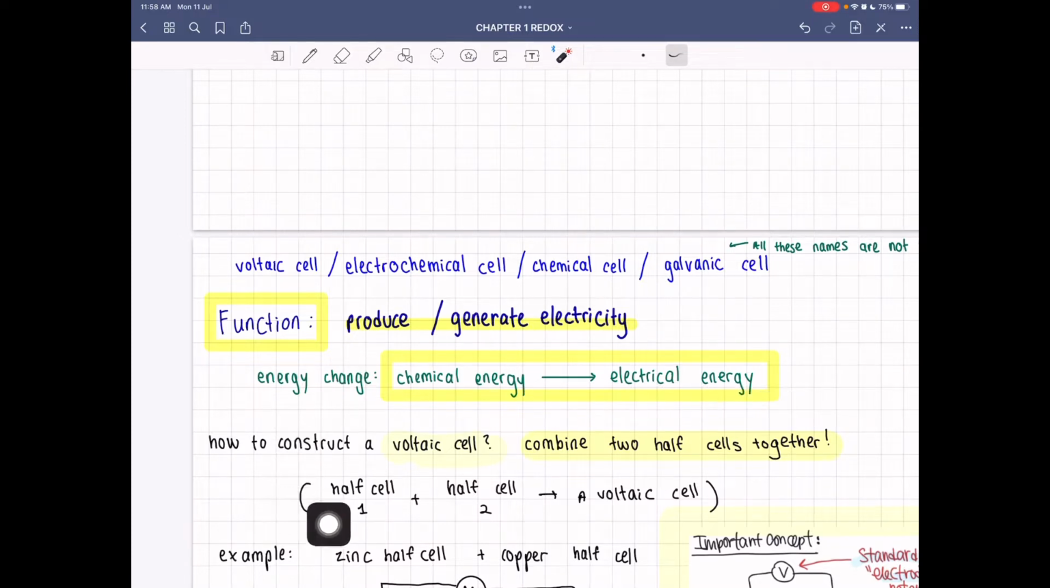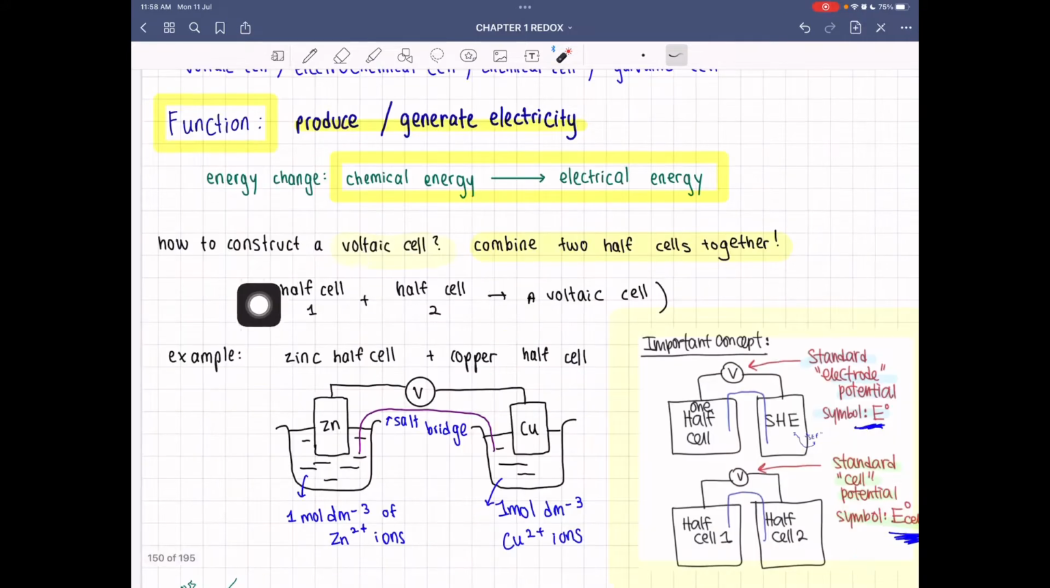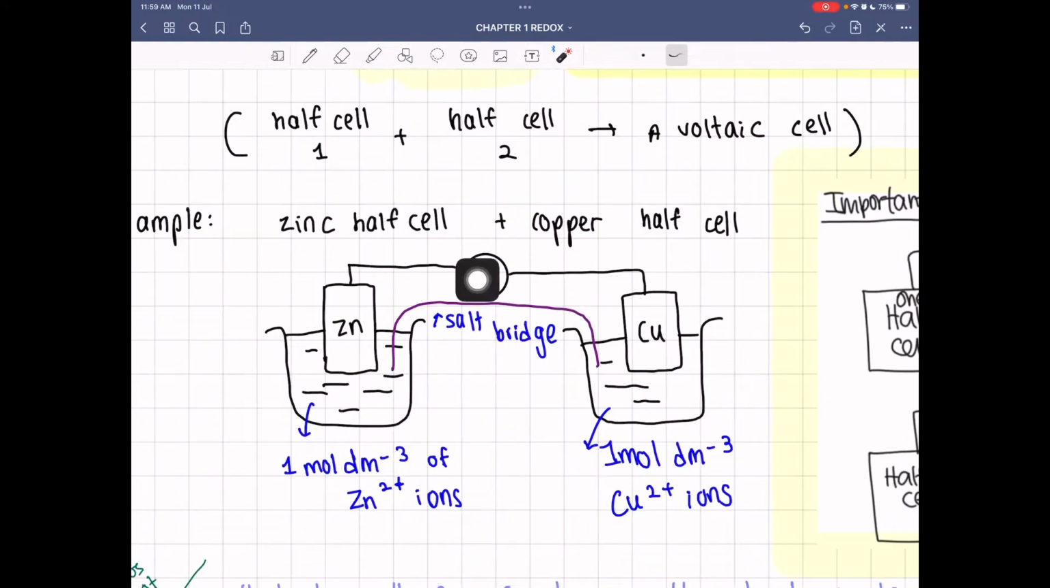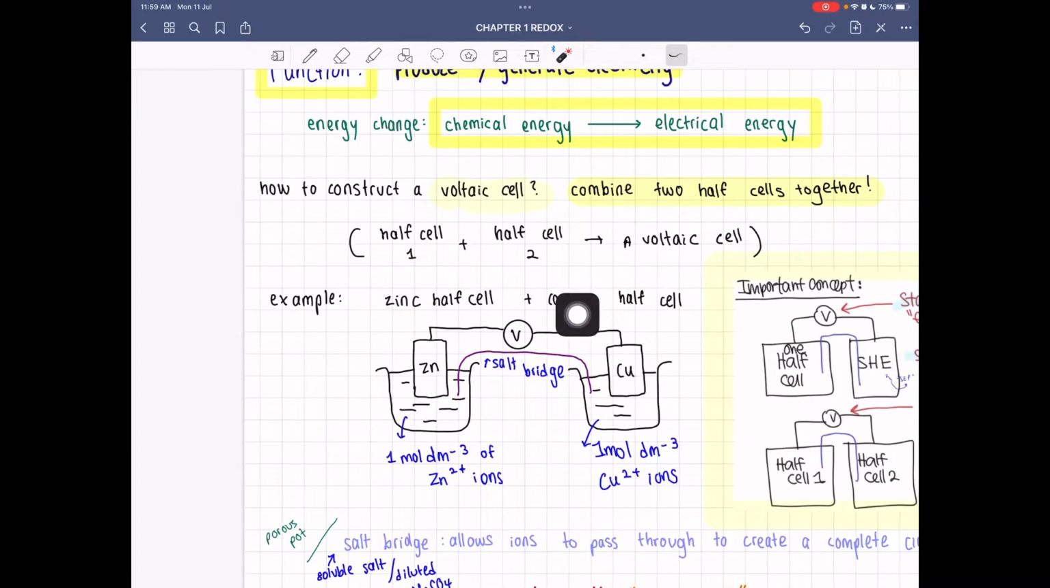Now how do we construct a voltaic cell? We have to combine two half cells together. If you combine one half cell and another half cell, it will create a voltaic cell basically. Let's say a zinc half cell over here, then you combine it with a copper half cell here, and you attach it with a salt bridge. That's a voltaic cell.